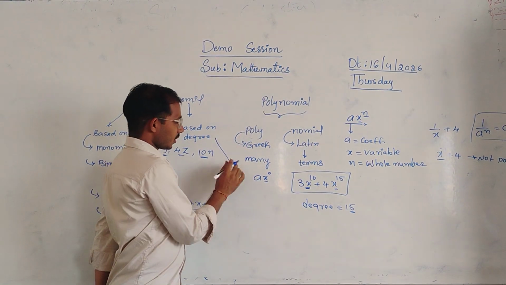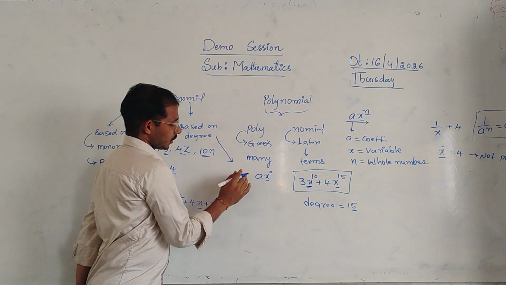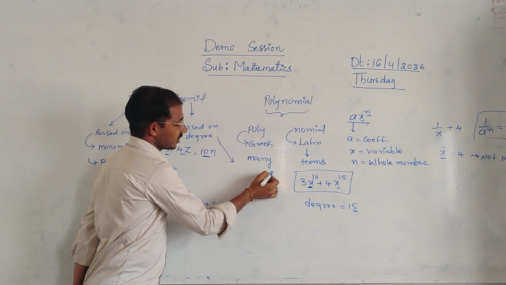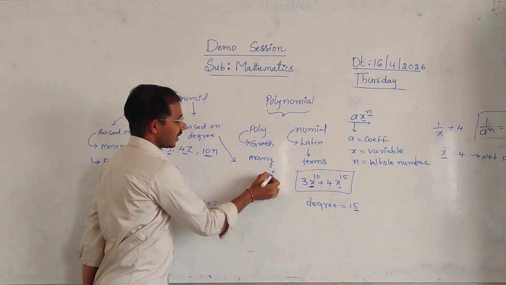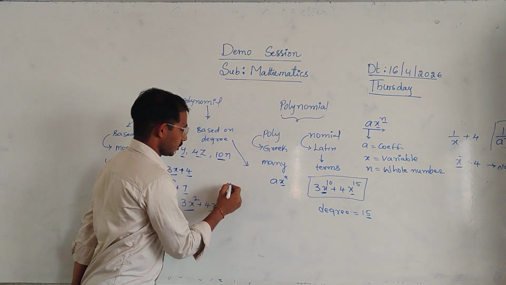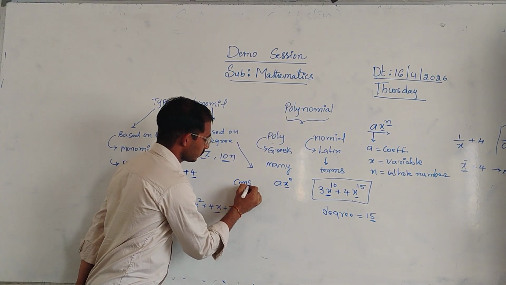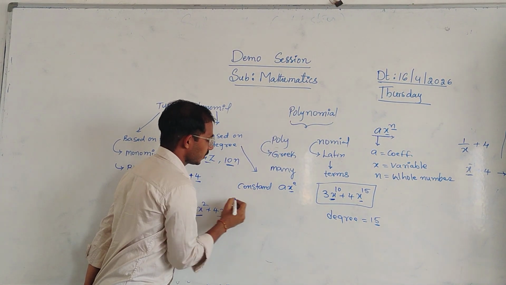Now if the degree of an algebraic expression is 0, we call it a constant polynomial. It is based on degree. It is constant.